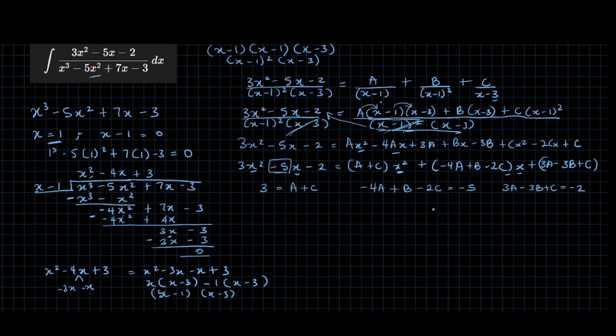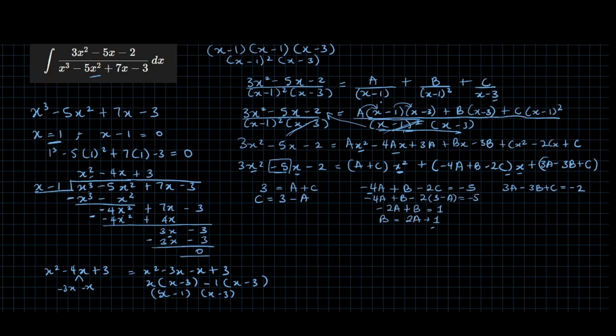Next here, I can make c the subject of the formula, so c equals to 3 minus a. And then I'm going to substitute into the second equation. So it's going to be minus 4a plus b minus 2 times 3 minus a equals to minus 5. Expand this and simplify it. You're going to get minus 2a plus b equals to 1. That means b is equals to 2a plus 1.